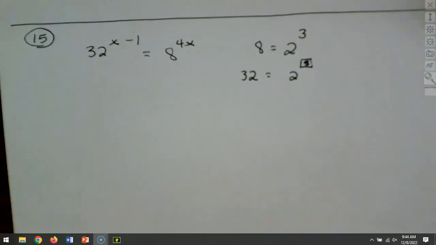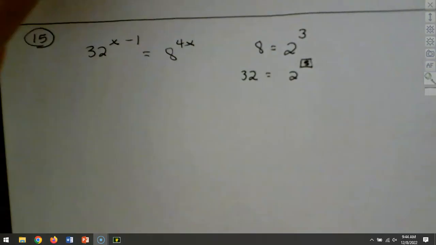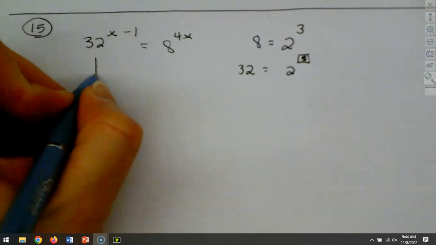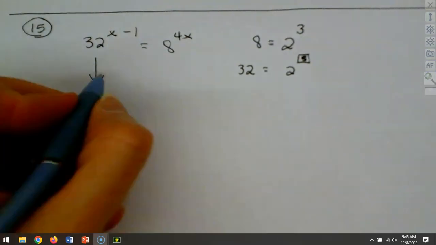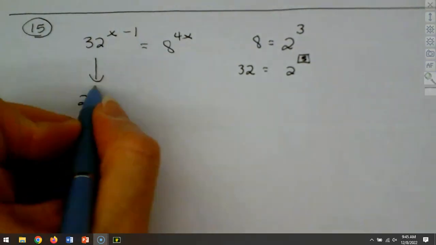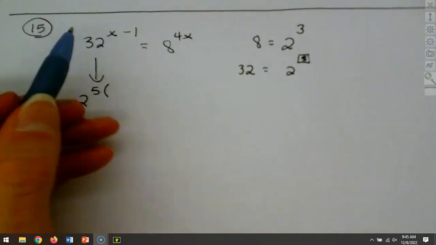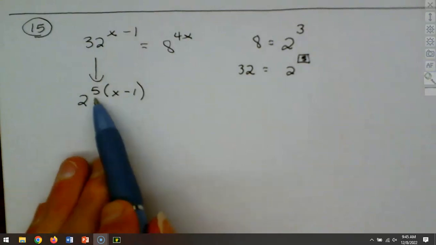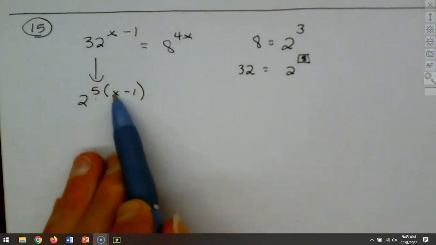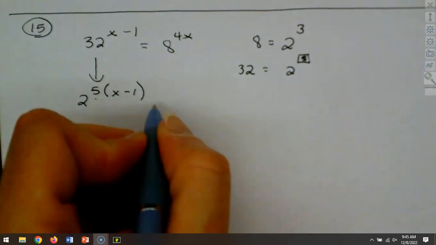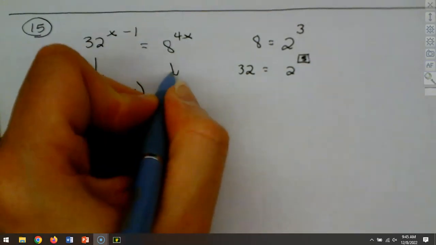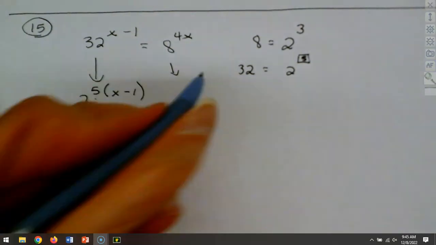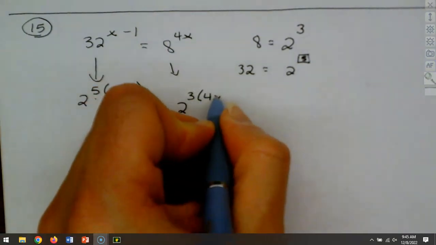So I'm going to rewrite it, and then I'm going to leave the rest of it for you to finish. So 32, I'm going to rewrite that as 2 to the fifth power. Now, whatever's up here has to be multiplied by that 5. So it's 2 to the fifth, and then we have to multiply that 5 by x minus 1. Now, what about the 8? Well, we know 8 is 2 cubed, so that's going to be 2 to the third power. And what else is up there? A 4x.